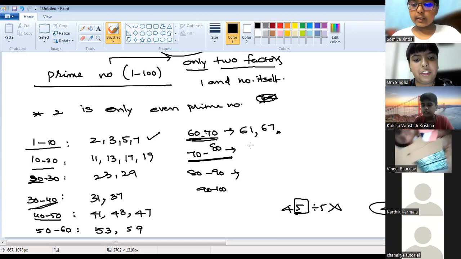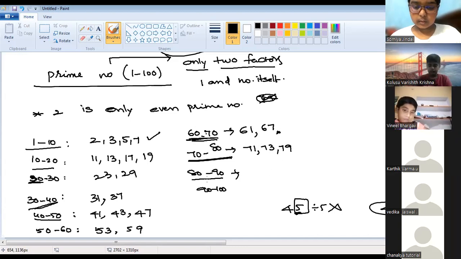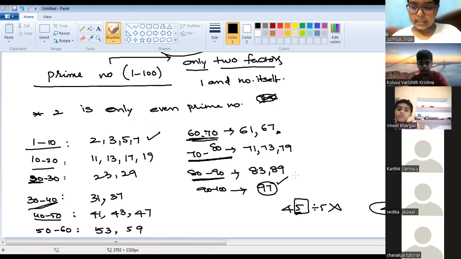Ma'am, 71, 73, 79. Wonderful. Very good children. Between 80 to 90: ma'am, 77? Ma'am, 77 will come in the 11 table. 83 and 89, ma'am. That's it. 83 and 89. Between 90 to 100: 97, only one prime number. Yes. Very good children. Now you count it. How many prime numbers are there?